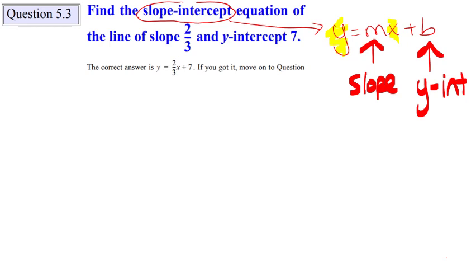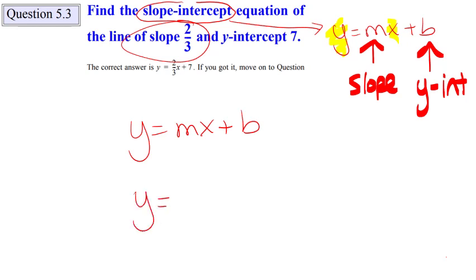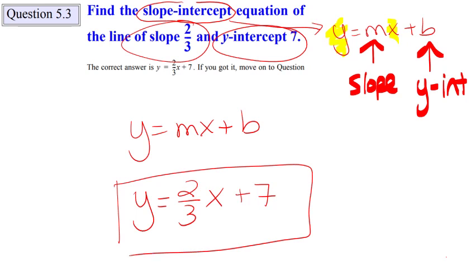So in the problem, it tells us that the slope is 2/3. So I'm going to write the formula down. Just like our previous lessons, write the formula first. Keep the y, keep the x, those are going to stay the same. And they told us slope is 2/3, so I'm just going to place 2/3 where m would be. And then they said y-intercept is 7, so I'm going to place a 7 where the b is. And that's it. That's the answer. This is probably one of the easiest lessons we've had all year.